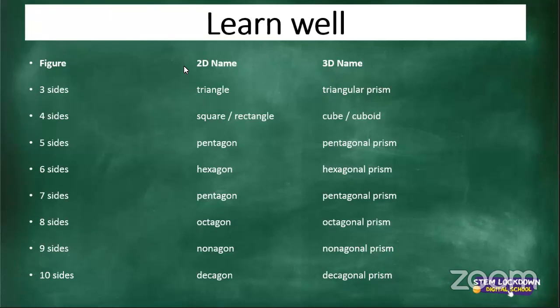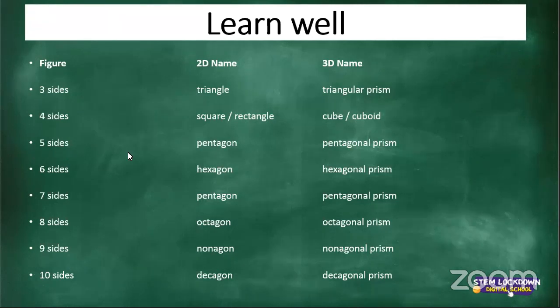And then you would know the name of your 3D. If the 2 ends are a square, then it will be a cube. If the 2 ends are rectangles, then it would be a cuboid.